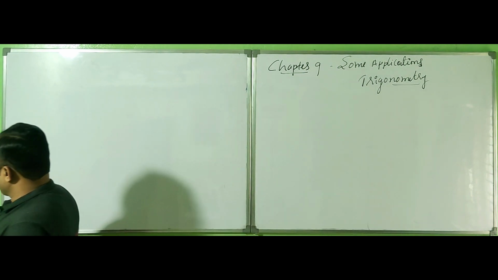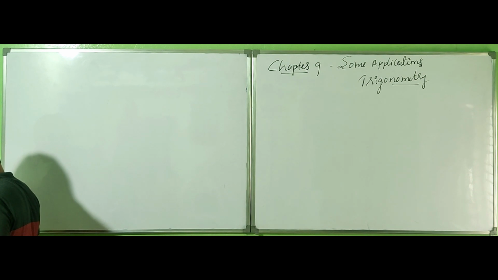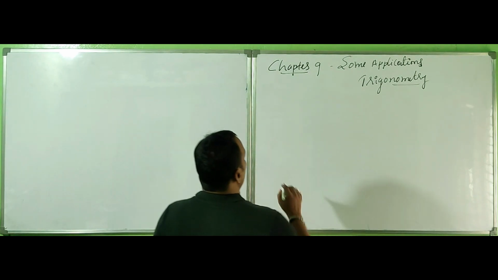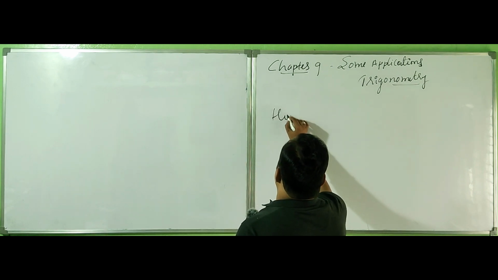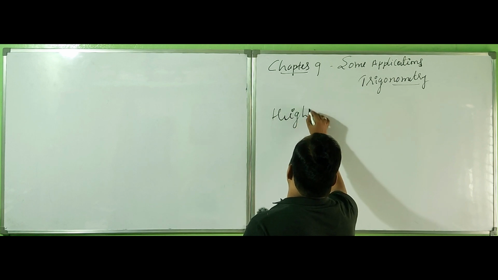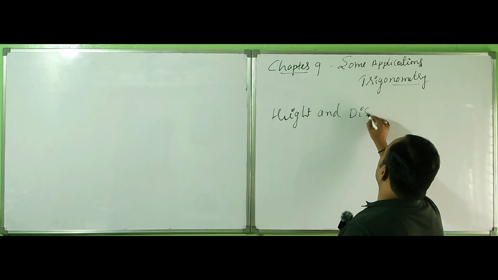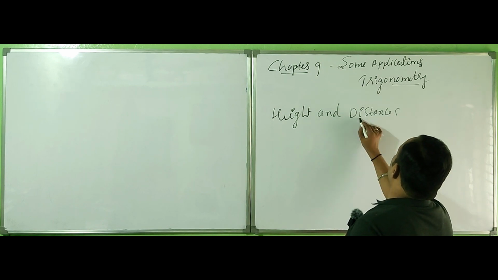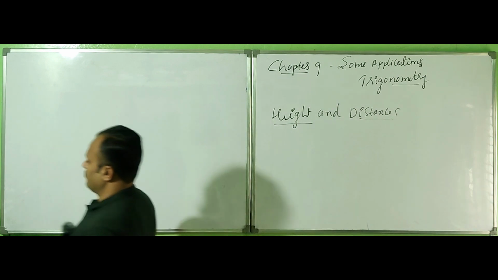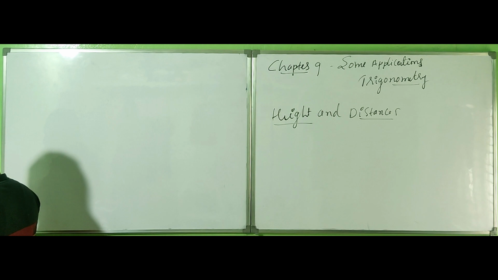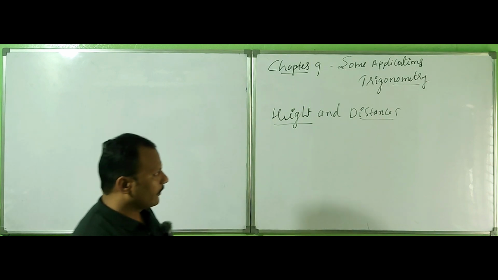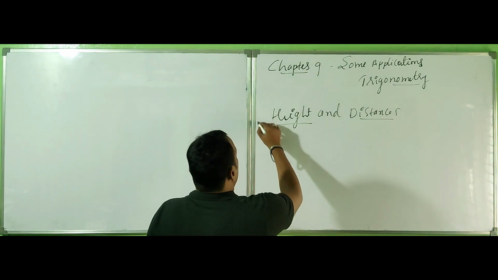The first one is height and distances. Only this is the application part: by trigonometric ratios and identities, how to find the height of an object. Only this one we have. This one is 9.1, the sub concept.